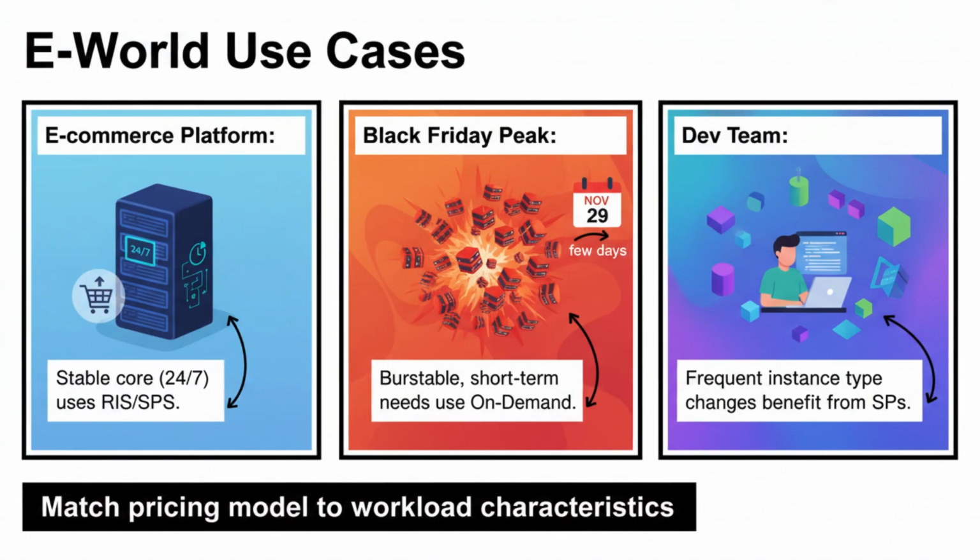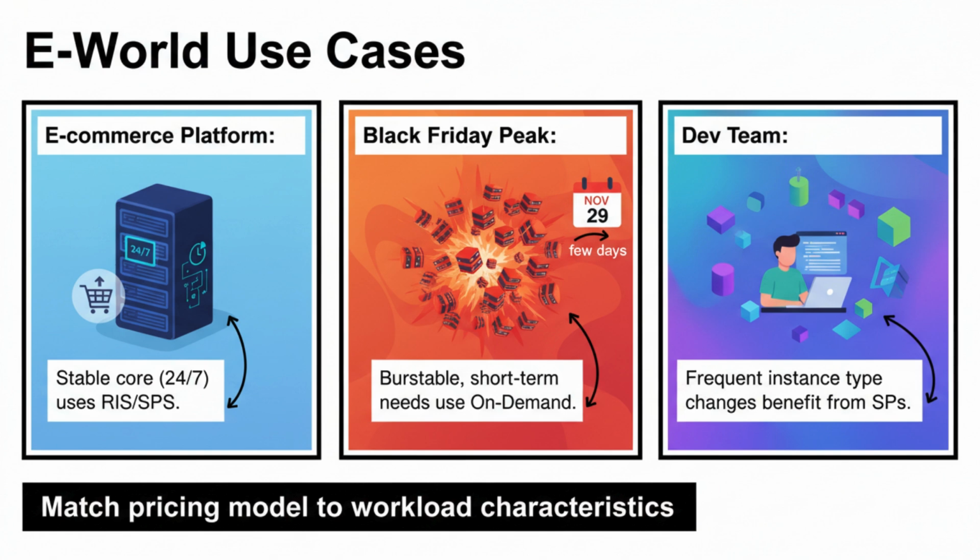Let's put this into perspective with some real-world examples. Imagine a large e-commerce platform that has consistent traffic for its core website and database servers 24/7. This stable workload is a perfect candidate for reserved instances or a savings plan, locking in significant discounts. Now consider their Black Friday event. During this peak, they spin up hundreds of additional servers for a few days. These burstable, short-term needs are best handled by on-demand pricing due to their unpredictable nature and temporary duration.